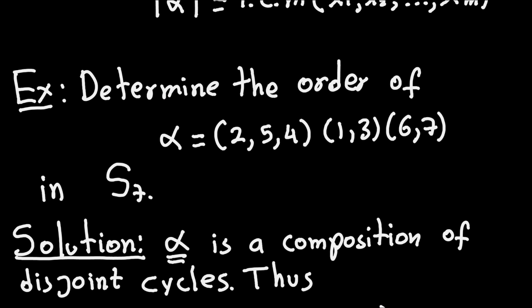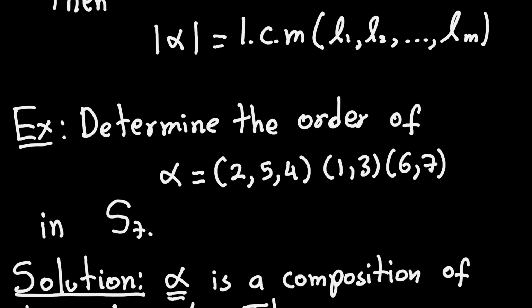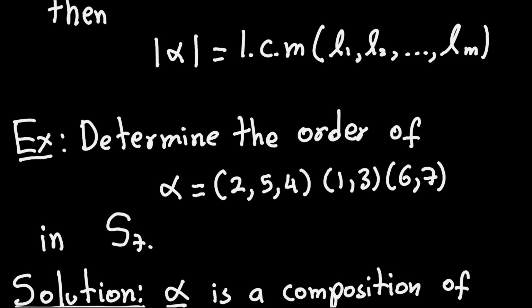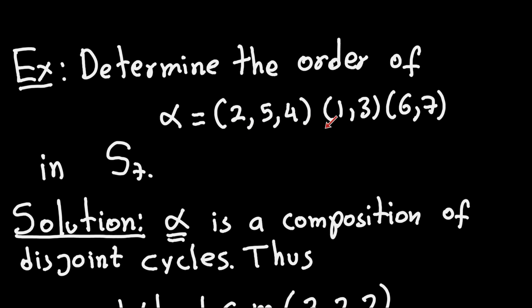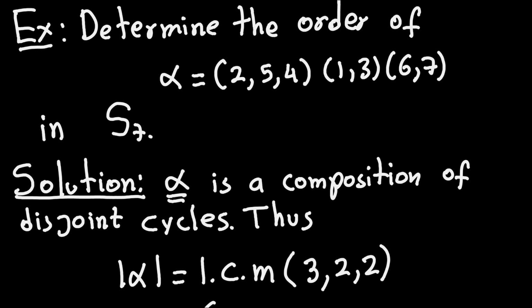Let's look at this. Determine the order of this permutation. The permutation alpha here, as you can see, is the product of these cycles. This is a 3-cycle and these are 2-cycles, and you can see that they are disjoint. That's very important. Before you apply this theorem, you have to make sure that the decomposition of your permutation is in disjoint cycles. If it's not, you need to rewrite it as disjoint cycles, otherwise the theorem does not apply. But in this case, our permutation is in disjoint cycles.